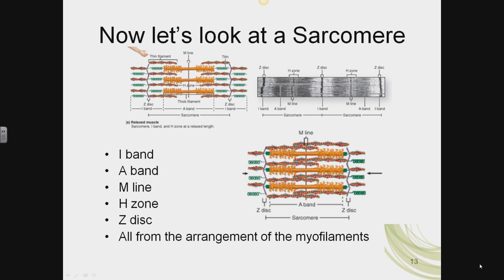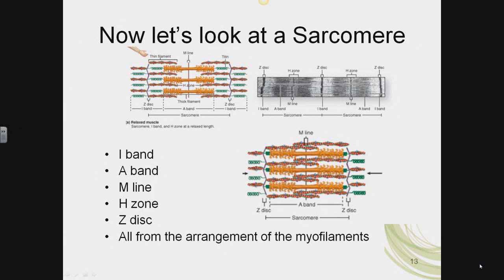Now what about the M line? The M line is a thin transverse protein meshwork that appears as a dark protein disc in the center of the H zone where thick filaments attach. Now I think of M line for middle. It's just the middle line that we see there.